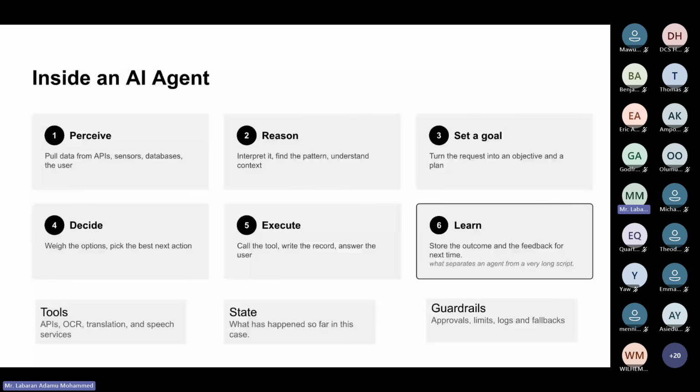So that's one part that every agent has. Most of the time we have an LLM, a large language model, but it could be any artificial intelligence model. So that's one.